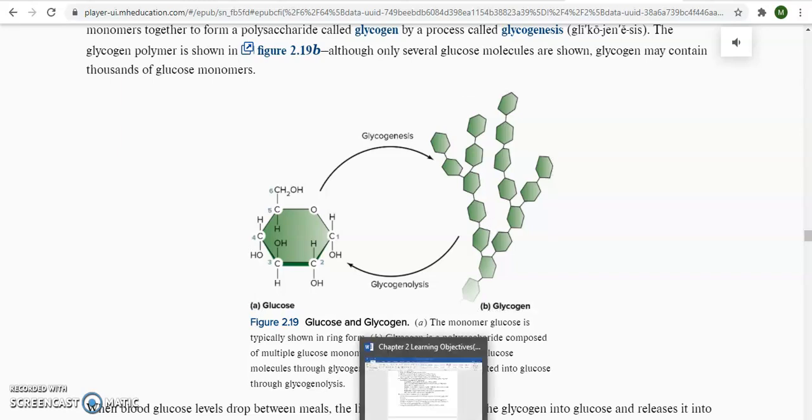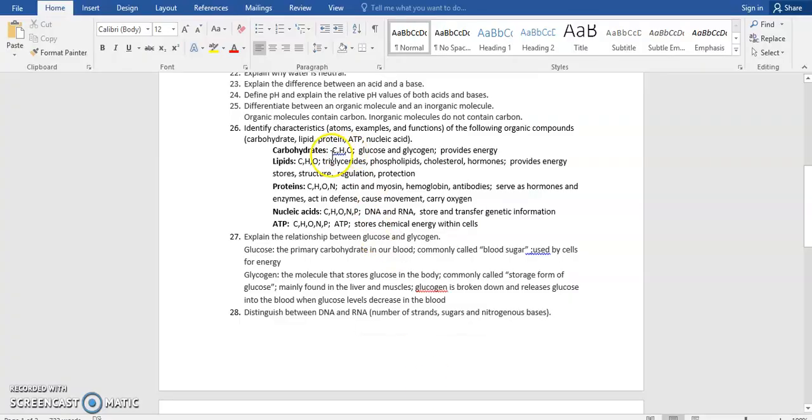All right, so that is our information for the carbohydrates. So knowing carbon, hydrogen, and oxygen are the atoms, glucose and glycogen are the examples, and they provide energy. When I was talking about them, I also explained the relationship with glucose and glycogen. So that's down here in Objective 7.